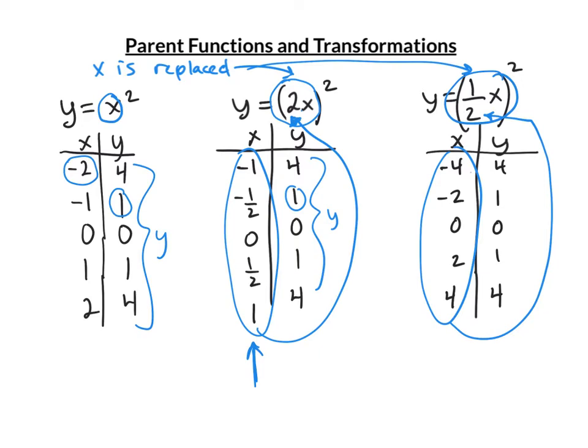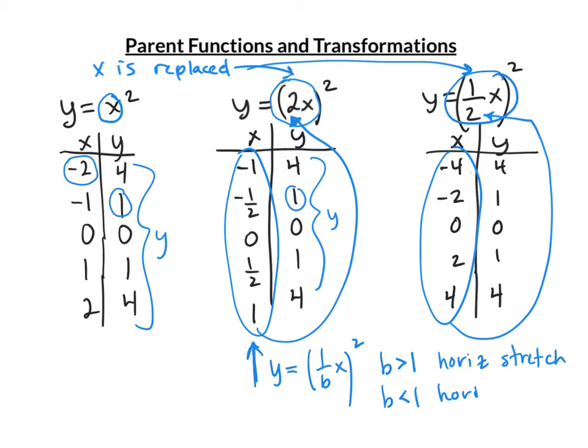And the book looks at this one way. What they say is that, and this is a little confusing, a horizontal transformation is y equals (1/b times x) squared. And they teach it such that if b is greater than 1, then it's going to be a horizontal stretch. And we'll explain that in just a minute. And if b is less than 1, then it will be a horizontal compression. Okay, well, that doesn't make sense, does it, in this context?